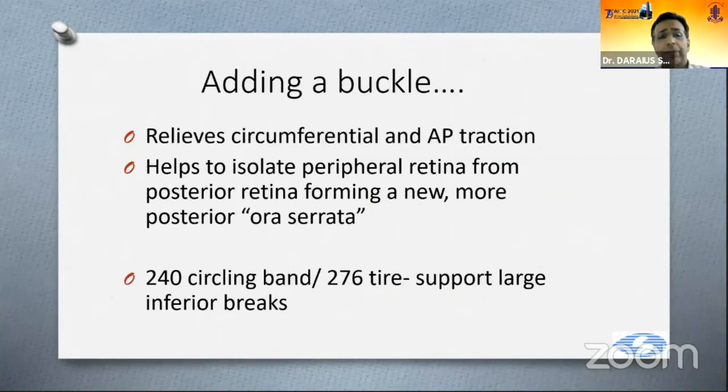Why put a buckling element? I believe it's very, very useful. It reduces the circumferential and anterior-posterior traction. It helps to isolate the peripheral retina from the posterior, forming a new, more posterior ora serrata. And it is very useful supporting large or inferior breaks.